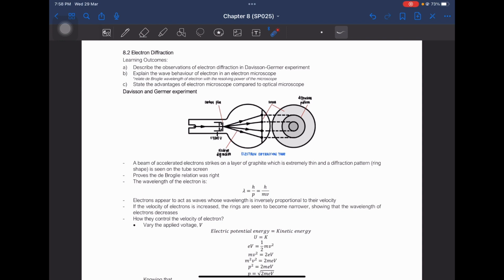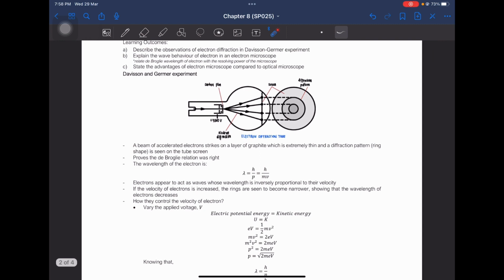This is a diagram to show the electron diffraction tube. Basically what's happening is a beam of accelerated electrons strikes on a layer of graphite. It is extremely thin, and a diffraction pattern, which is the ring shape, can be seen on the tube screen. This is telling us that the de Broglie relation was actually right. The wavelength of this electron can be calculated using this equation here.